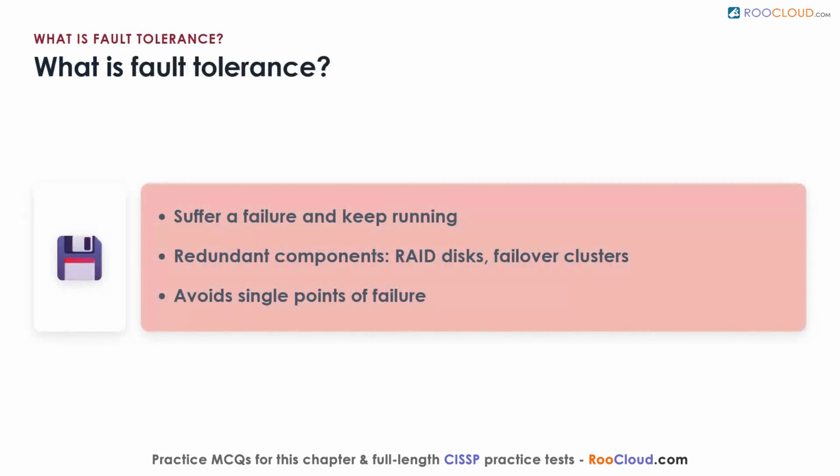What is fault tolerance? Fault tolerance is a system's ability to suffer a failure and keep running. You achieve it by adding redundant components, like extra drives in a redundant array of independent disks or extra servers in a failover cluster. It is a core part of avoiding single points of failure and building in redundancy, which is why it sits at the heart of resilient security design.